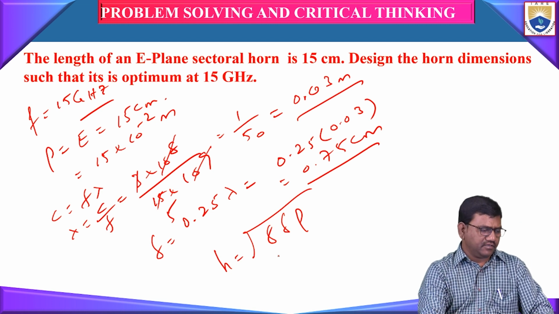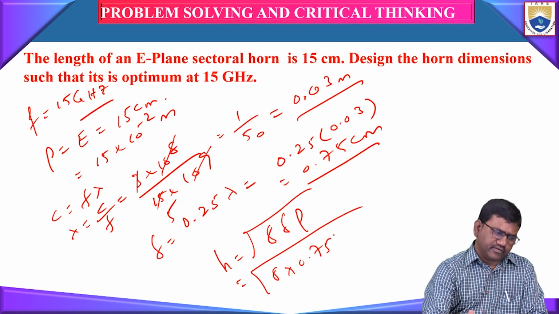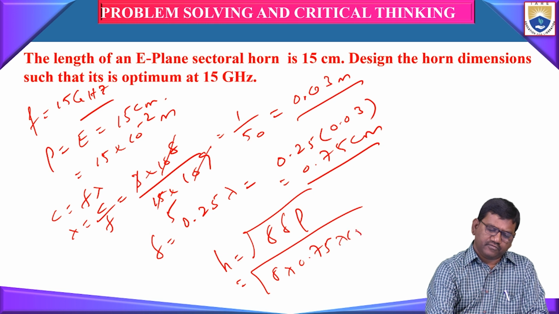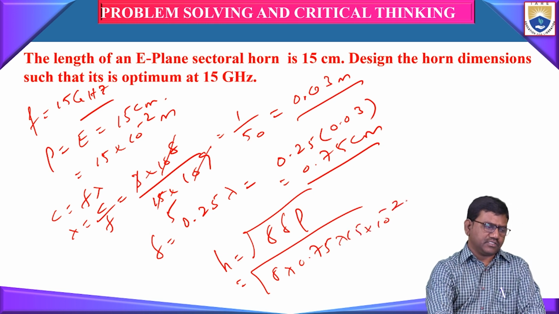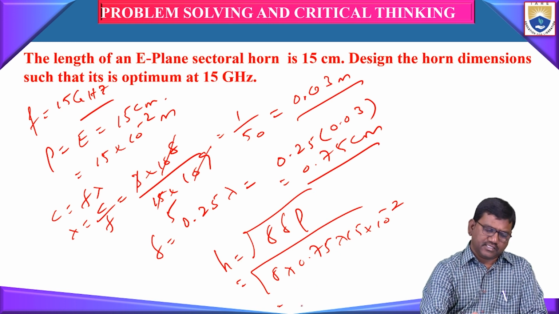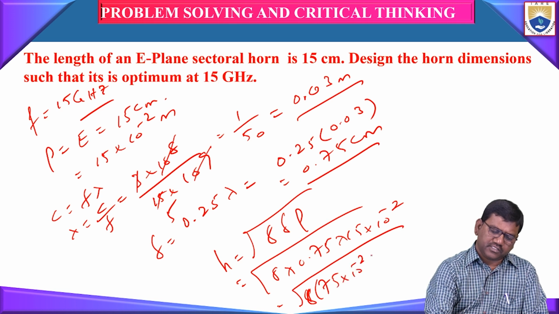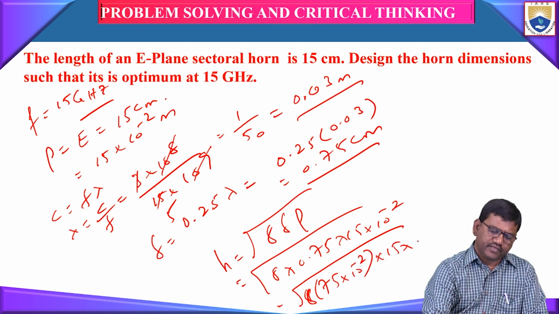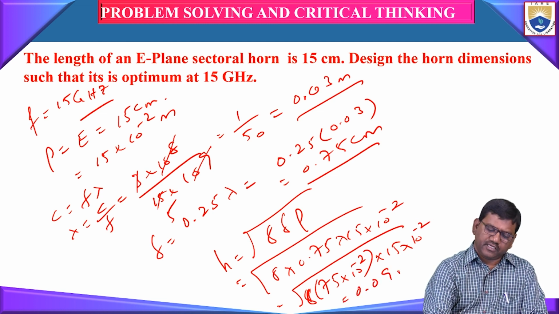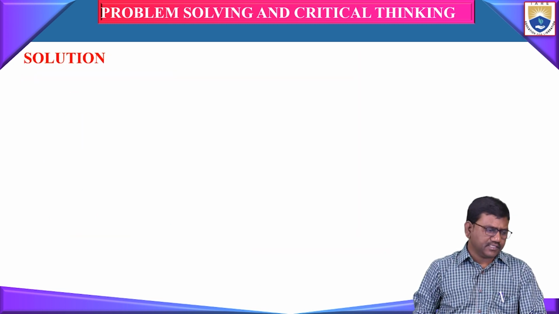Root of 8 delta into rho, which is given by root of 8 into 0.75 into 10 power minus 2 into 15 into 10 power minus 2. If we simplify this, you will get 0.09 meters.